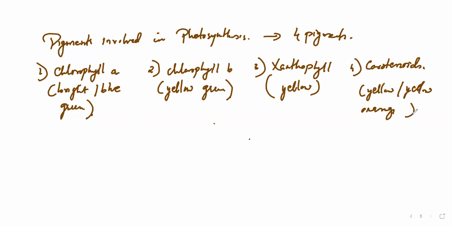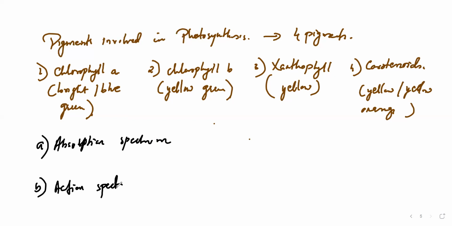Okay, so based upon these colors, you have two types of spectrum, which is very important. The two spectrums you have are the absorption spectrum and action spectrum. Now, what is this absorption and action spectrum?